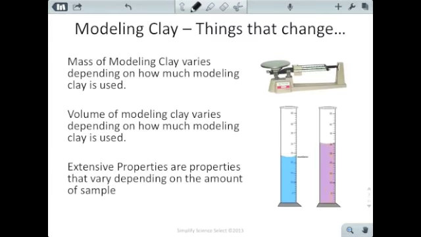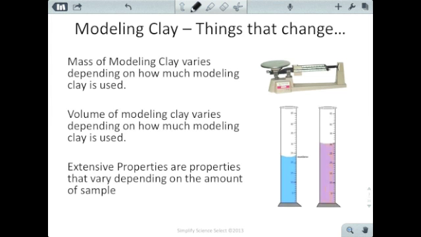Now, with the modeling clay, we're looking at the things that changed. The mass of the modeling clay will vary depending on how much modeling clay was actually used. How much you actually picked up is going to vary, and it'll change the mass. Not everybody's going to pick up the same amount, so we shouldn't have the same mass in either of the groups, because everybody picks up a different amount.